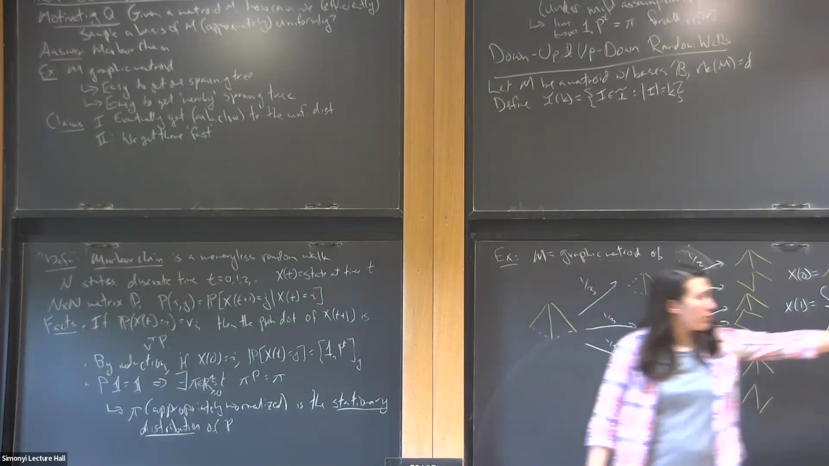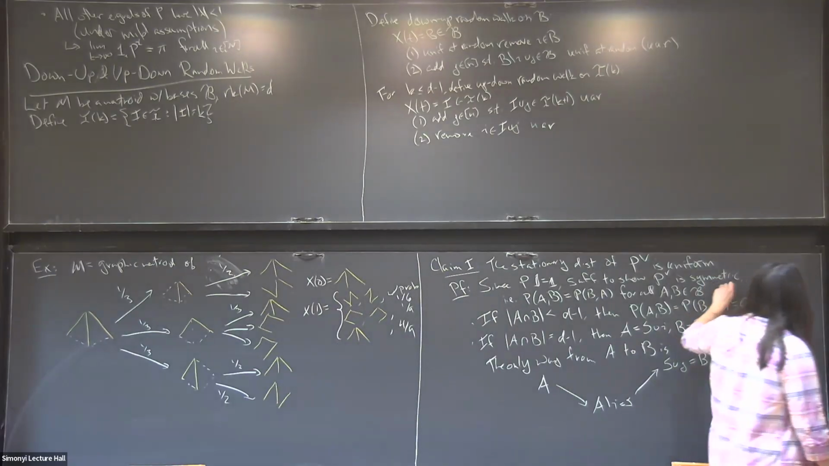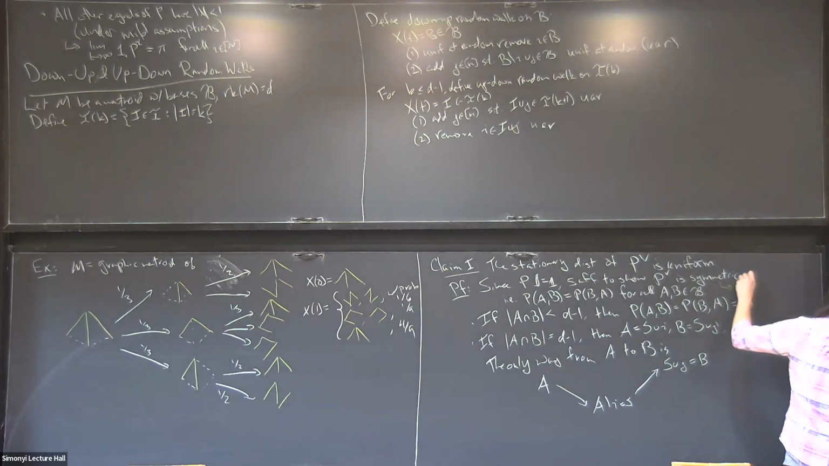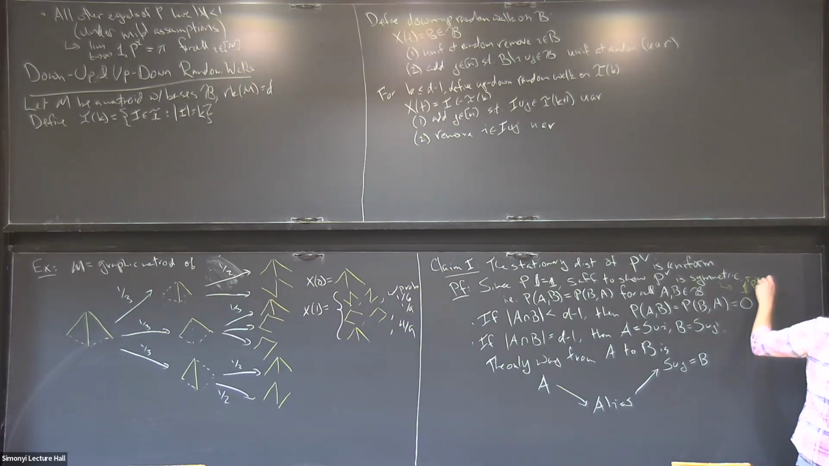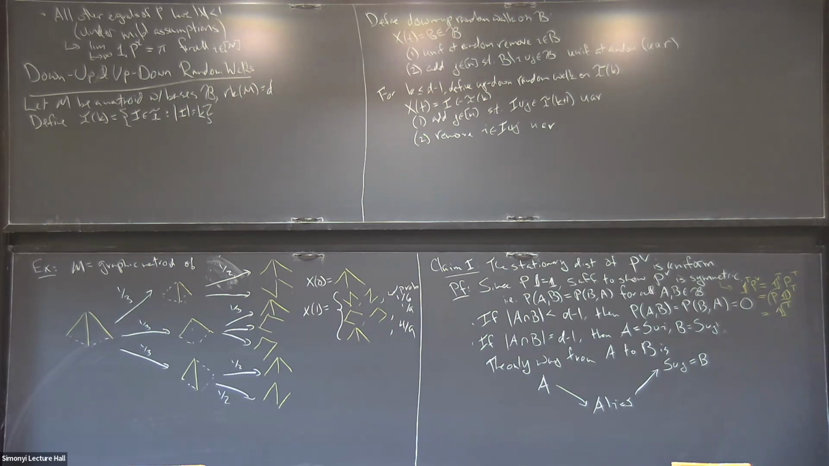So if P is symmetric, this means that 1 transpose P equals 1 transpose, and P transpose is P times 1 transpose, and this has to be 1. If you have a symmetric matrix, your left and right eigenvectors are the same.